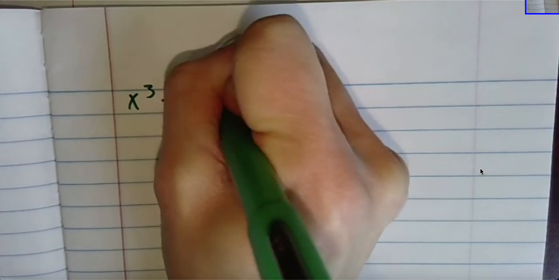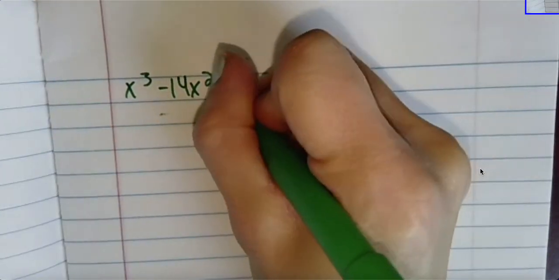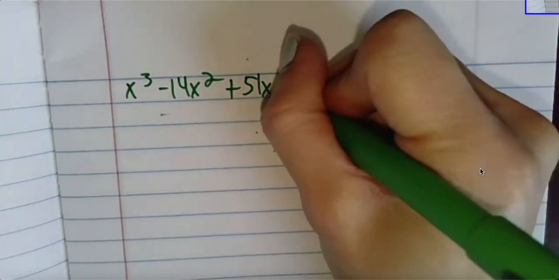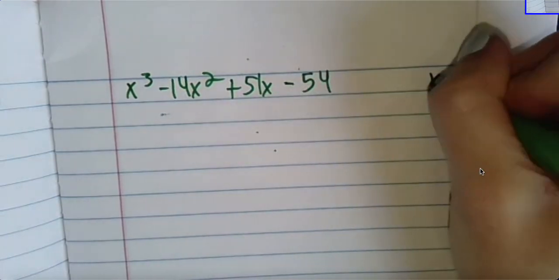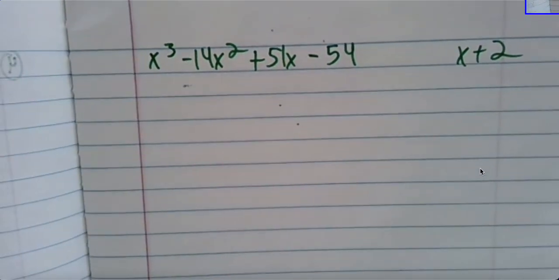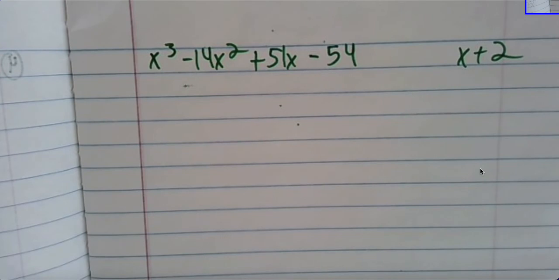Here's our first problem. Stay quiet though, because you have to learn the method, and you do need to know it. All right, we have this polynomial: x to the third minus 14x squared plus 51x minus 54. They want us to divide it by x plus 2.